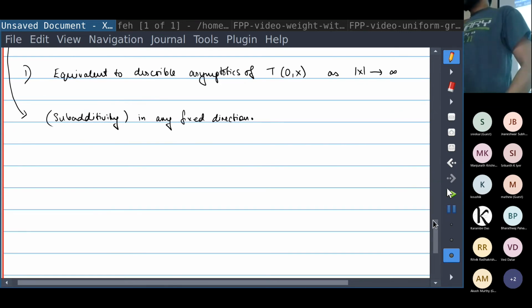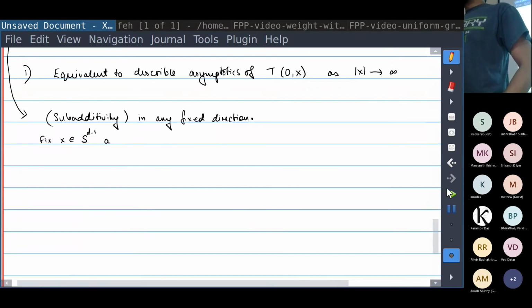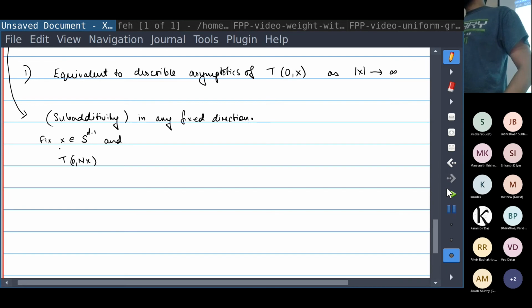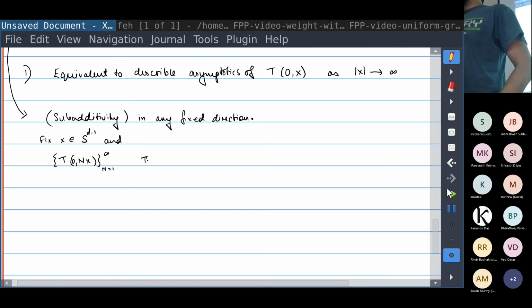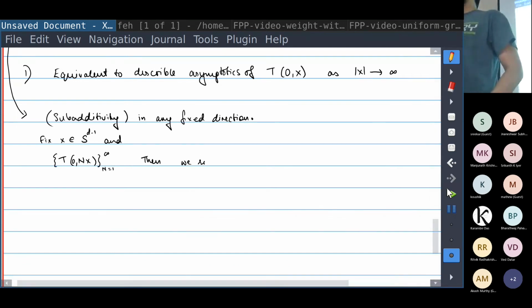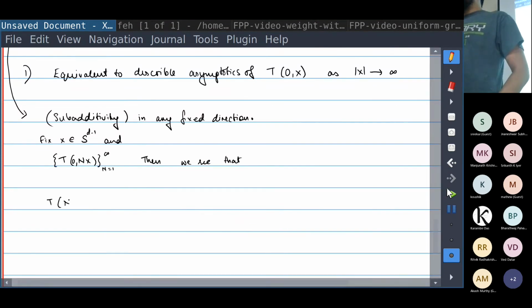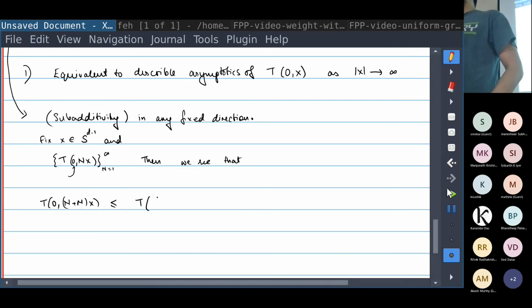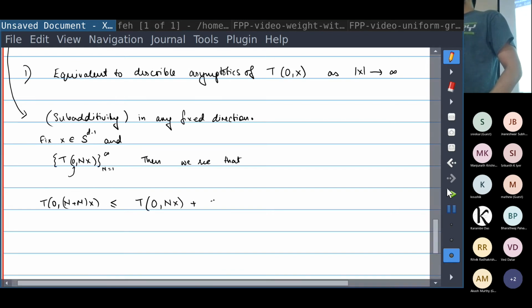So if, for example, I fix x in, say, the unit ball or unit circle, and look at T(0, nx), the time to go from the origin to nx, as a sequence, then let me see how to explain this. Then we see that, dropping the reference to the origin, T(0, (n+m)x) should be smaller than or equal to T(0, nx) plus T(nx, (n+m)x).